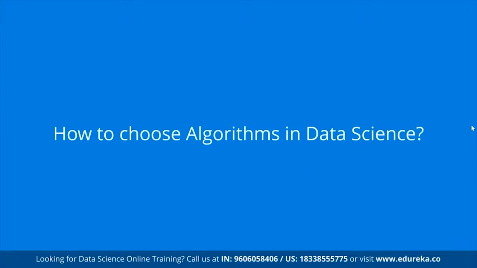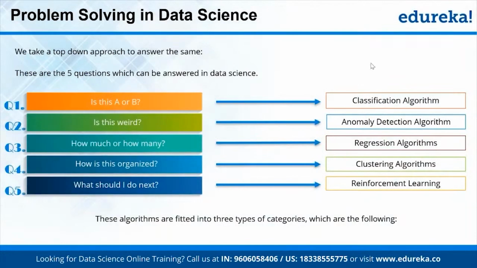So let's see, how do we choose an algorithm? Okay, so guys, now let's say that in model planning, you need to apply the correct algorithm to find the relation. Your objective is to find out the relation. So here, what do you see? Basically, in case of machine learning, we do have classification, anomaly detection, regression, clustering, and reinforcement.